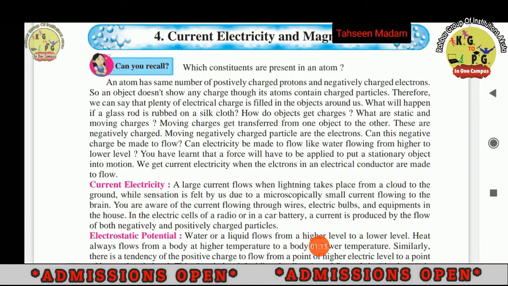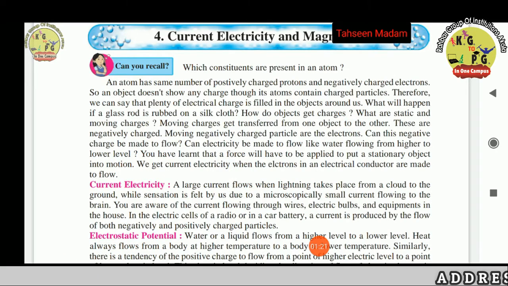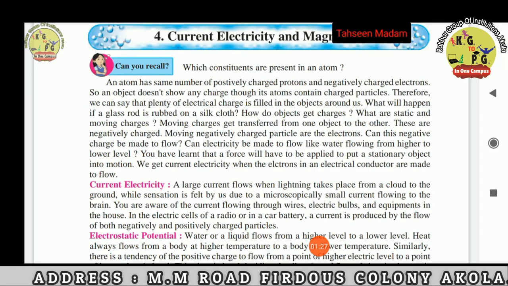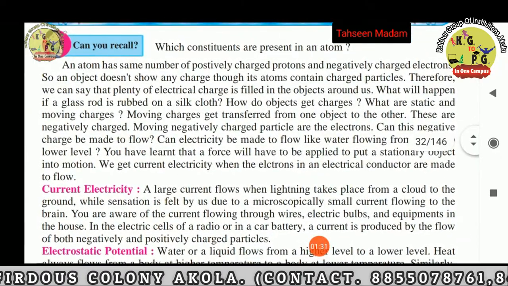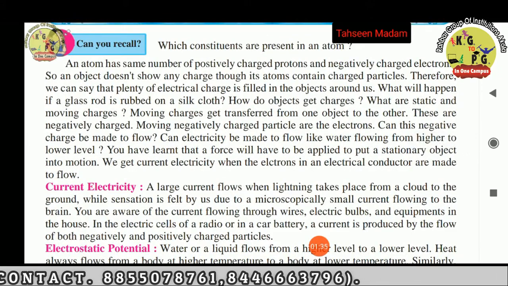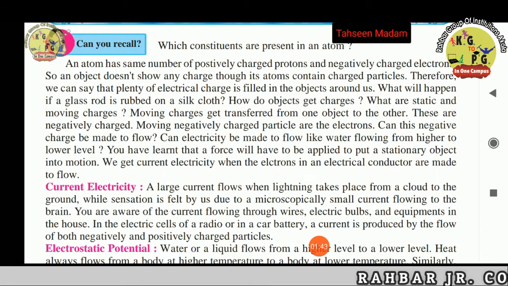So, an object doesn't show any charge, though its atoms contain charged particles. Therefore, we can say that plenty of electrical charge is filled in the objects around us. What will happen if a glass rod is rubbed on a silk cloth? How do objects get charged? What are static moving charges?